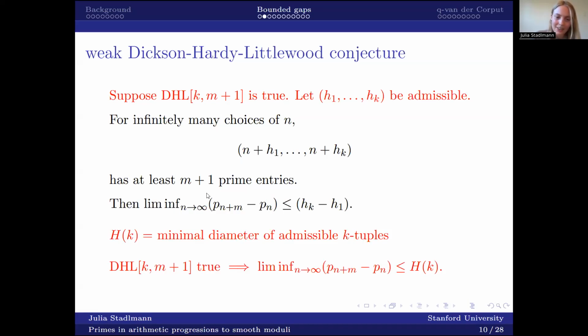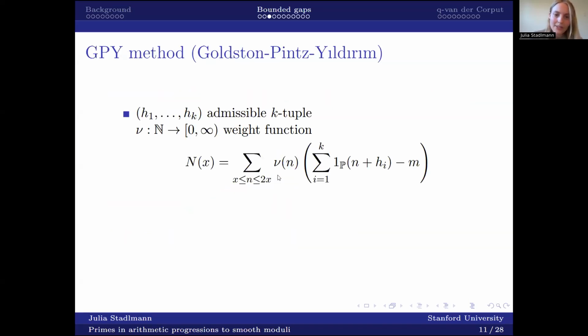Okay, so this is the kind of statement we want to prove, and for that purpose, Goldston, Pintz, and Yildirim developed the GPY method. So this works as follows. The starting point is this expression N of x. We have a sum over the prime indicator function applied to n plus h1 up to n plus hk, and we subtract m, and then we weight it by a weight function.